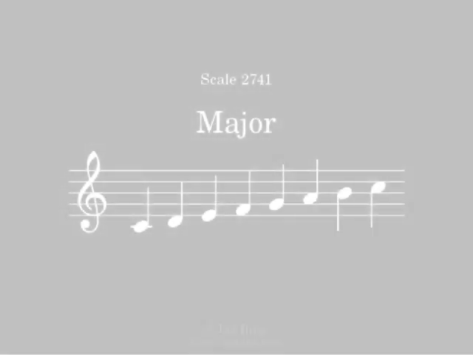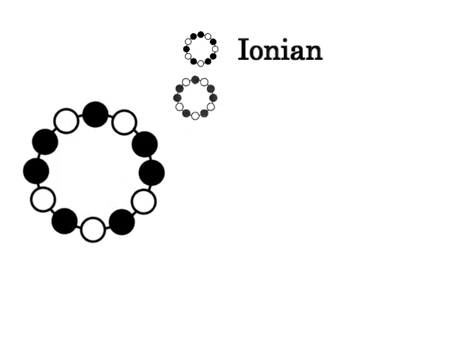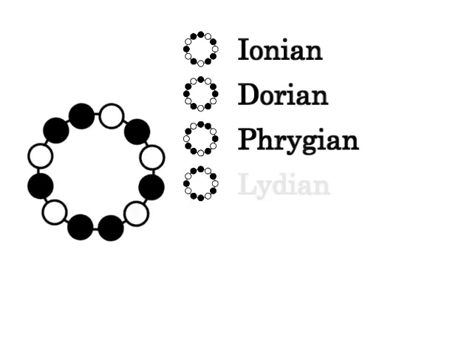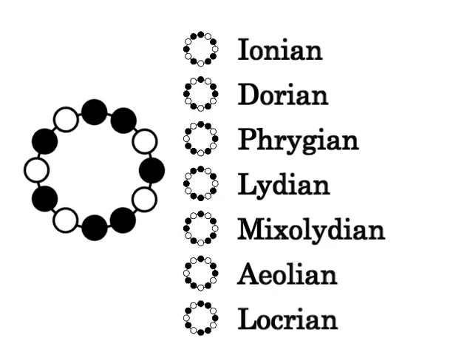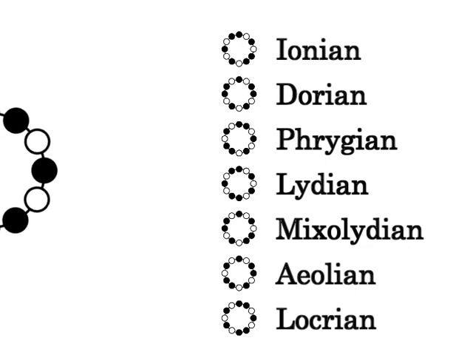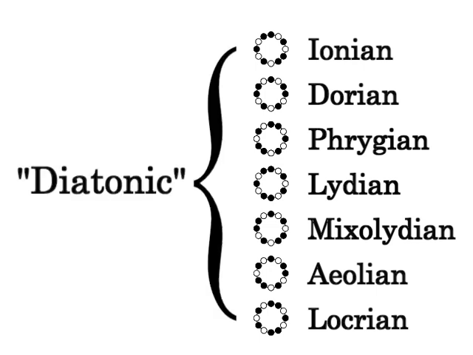When most students begin learning modes, they begin with the major scale. Let's look at that one now. The rotations of a major scale have had a variety of names through the ages. The modern names for them are Ionian, Dorian, Phrygian, Lydian, Mixolydian, Aeolian, and Locrian. That family of 7 scales, all derived from the major scale, are called diatonic. There are 7 diatonic scales, and they are all modes of each other.